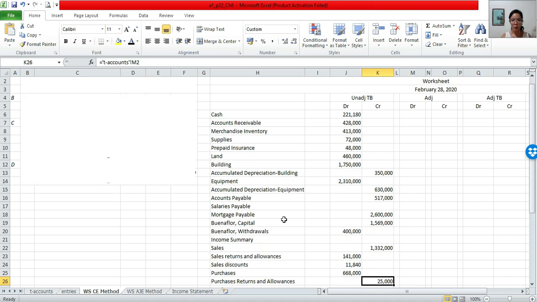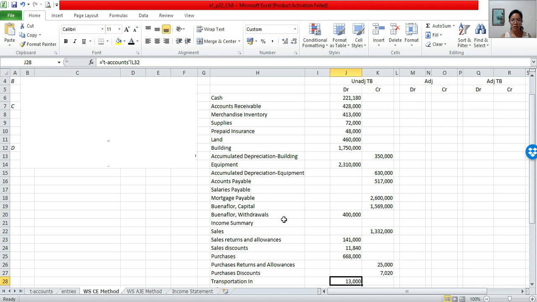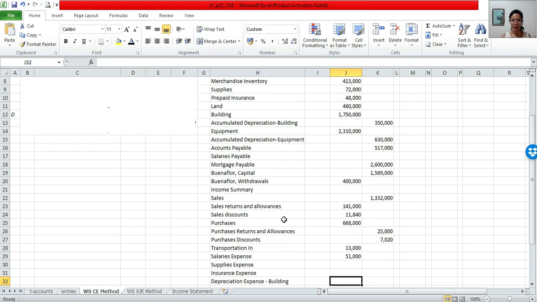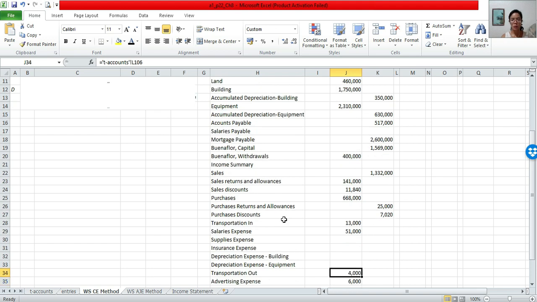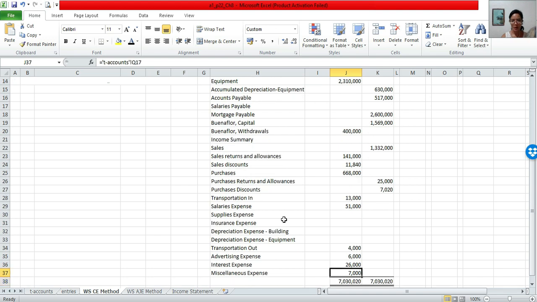To the credit side, we have purchase returns and allowances 25,000, purchase discount 7,020, transportation in 13,000, salaries expense for 51,000, and then we have transportation out, that's 4,000, advertising expense of 6,000, interest expense of 26,000, and miscellaneous expense of 7,000.